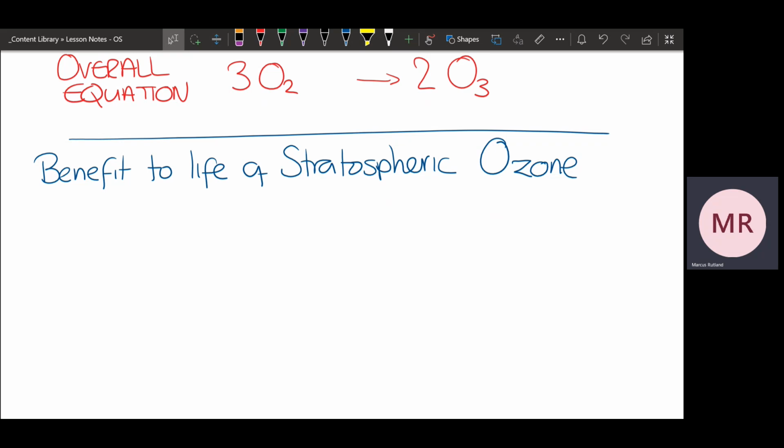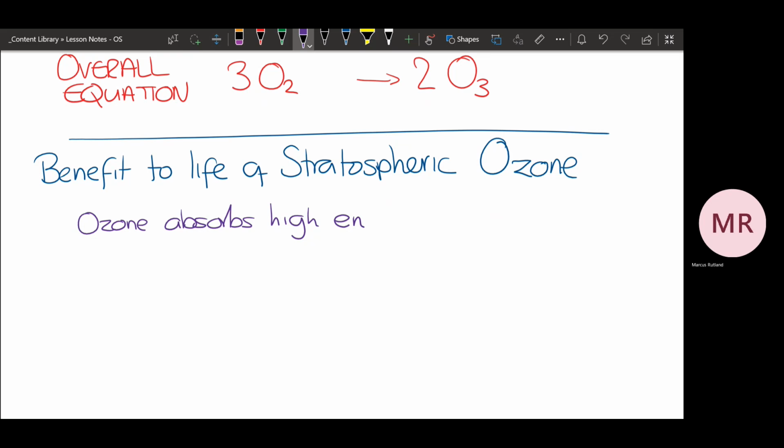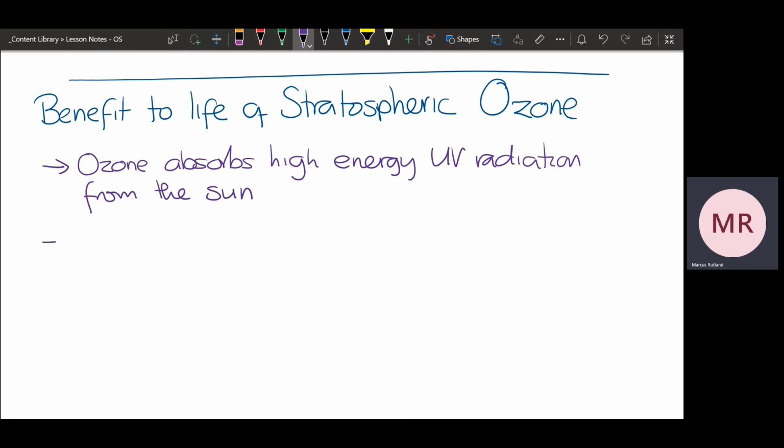And so the answer is this, that the ozone absorbs high energy UV radiation from the sun. Do you remember from the previous video what happens when molecules absorb high energy UV radiation from the sun? Well, any high energy UV radiation. We've been talking about it a lot recently. Causing the molecules to photodissociate.